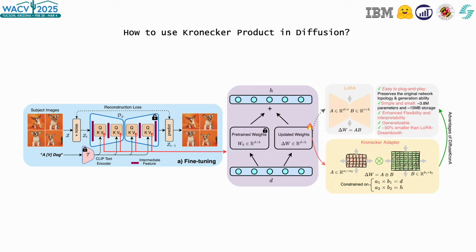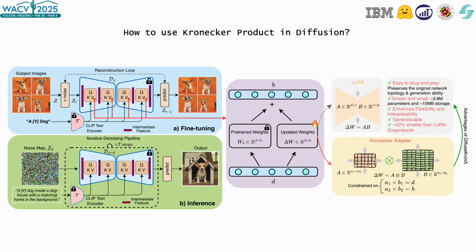LoRA is limited to one controllable parameter, the rank, while the Kronecker product showcases enhanced interpretability by introducing two controllable parameters, a1 and a2. During inference, newly trained parameters, denoted as theta, are integrated with the original weights phi, and images are synthesized using the updated personalized model phi plus theta.